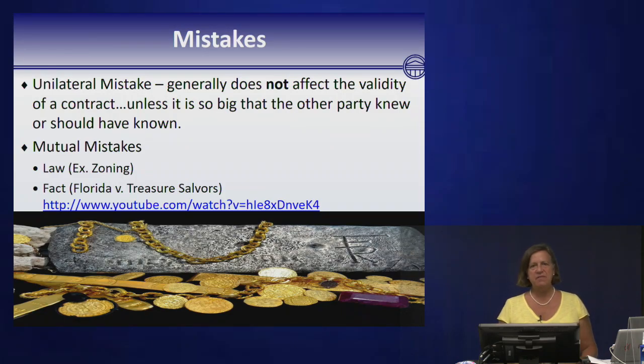Other defenses to the validity of a contract I need to mention include mistakes. A unilateral mistake, that is one party to the contract makes a mistake, generally does not affect the validity of a contract unless it is so big the other party either knew or should have known that a mistake was being made. Mutual mistakes, you need to make the distinction as to whether the mutual mistake is one of law or one of fact. A mutual mistake of fact would void a contract. Mutual mistake of fact was one that we talked about in the Florida versus Treasure Salvors case. This was the Mel Fisher case. And so go back and review that one.